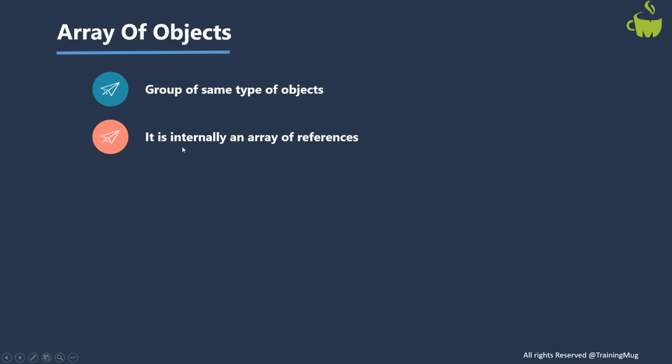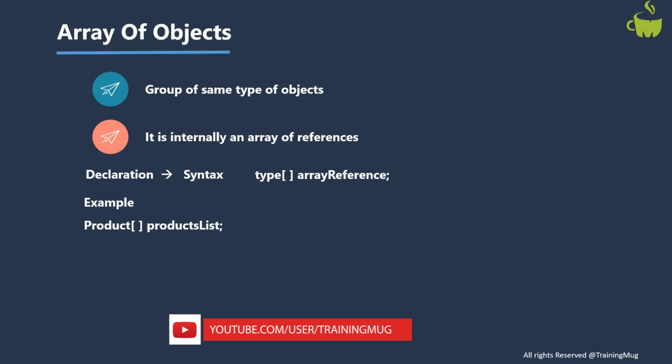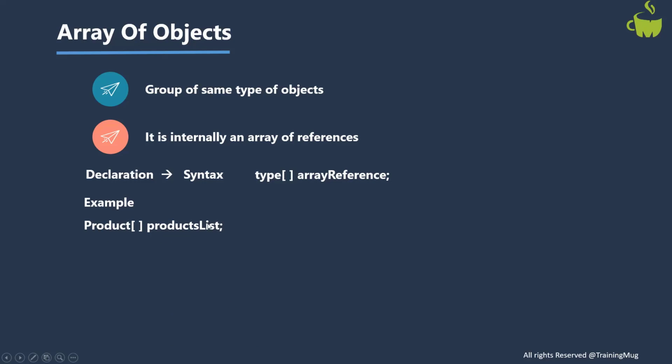So what is this concept of array of references? Now let us understand the syntax, like how you declare an array of objects. It is internally an array of references. The same syntax: we first define the type of objects that you want to store in that array, followed by the array syntax, and followed by a reference variable which points to that array. Let's see some examples. Suppose you want to create an array of products. We just create a Product array, and productList is going to be a reference variable.